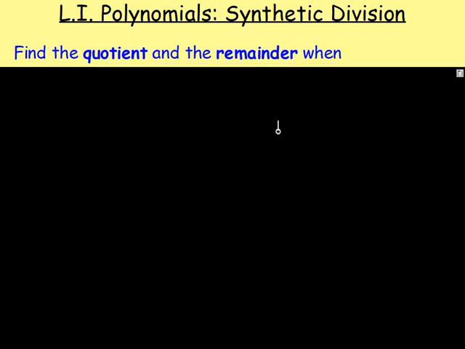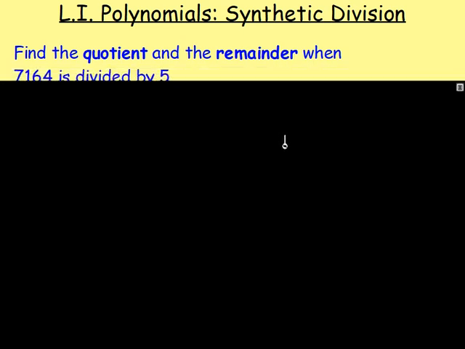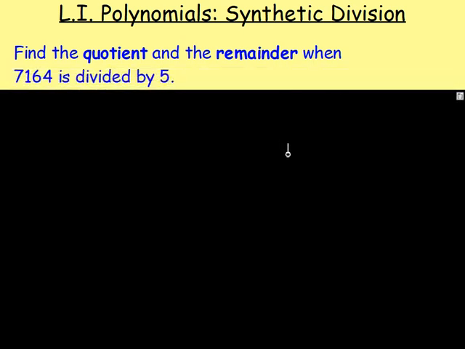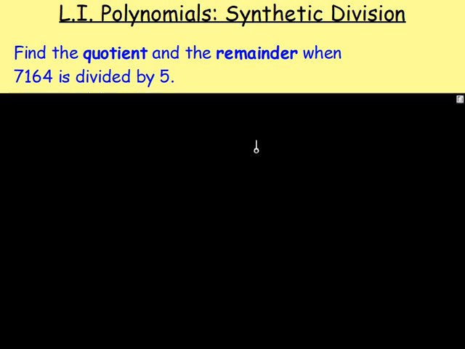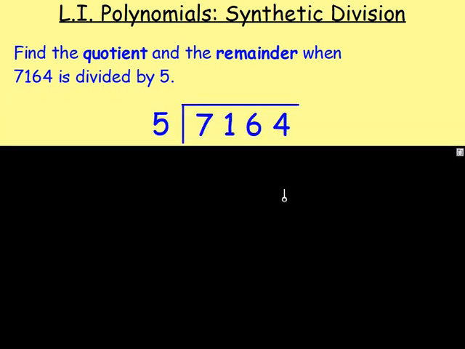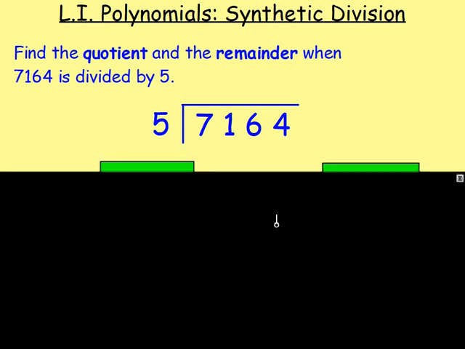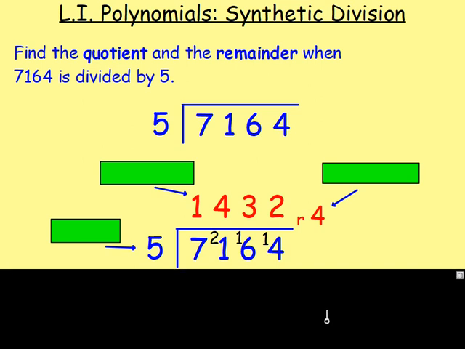and remainder. Imagine if I gave you this question: find the quotient and the remainder when 7,164 is divided by 5. Now you could probably go away and set that up no problem whatsoever. It would look something like that. And if you worked your way along from left to right, this is what you would end up with.